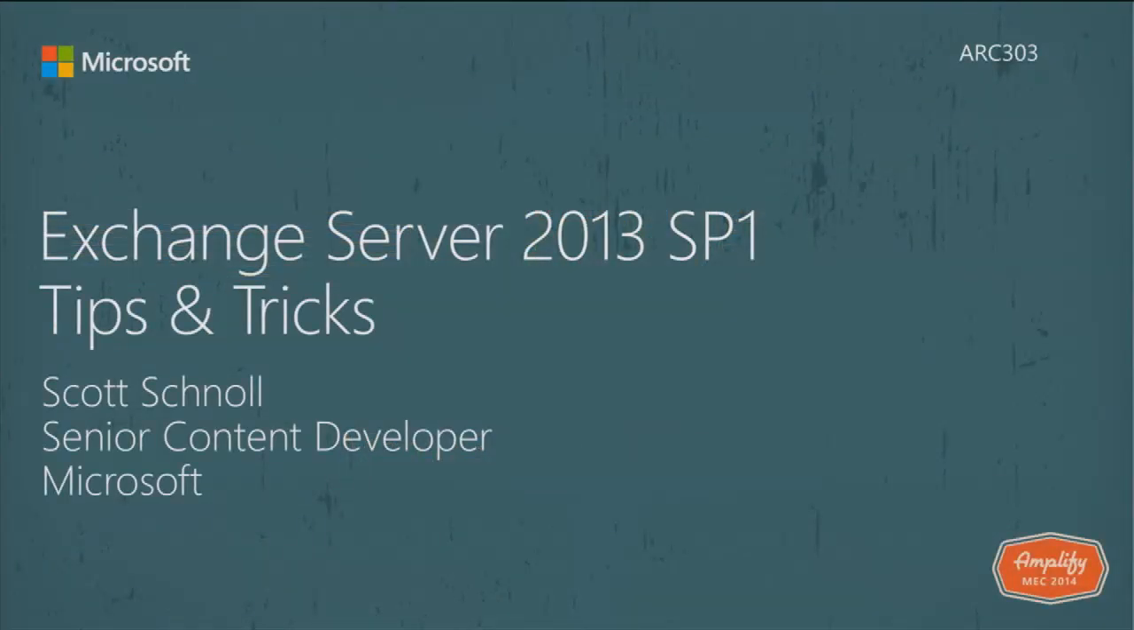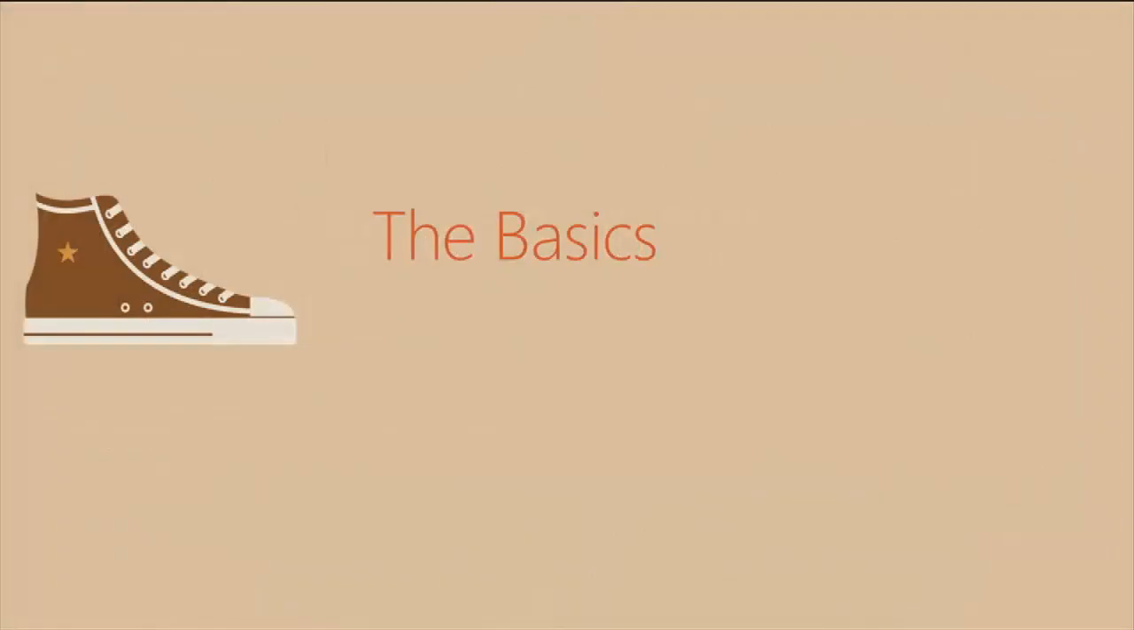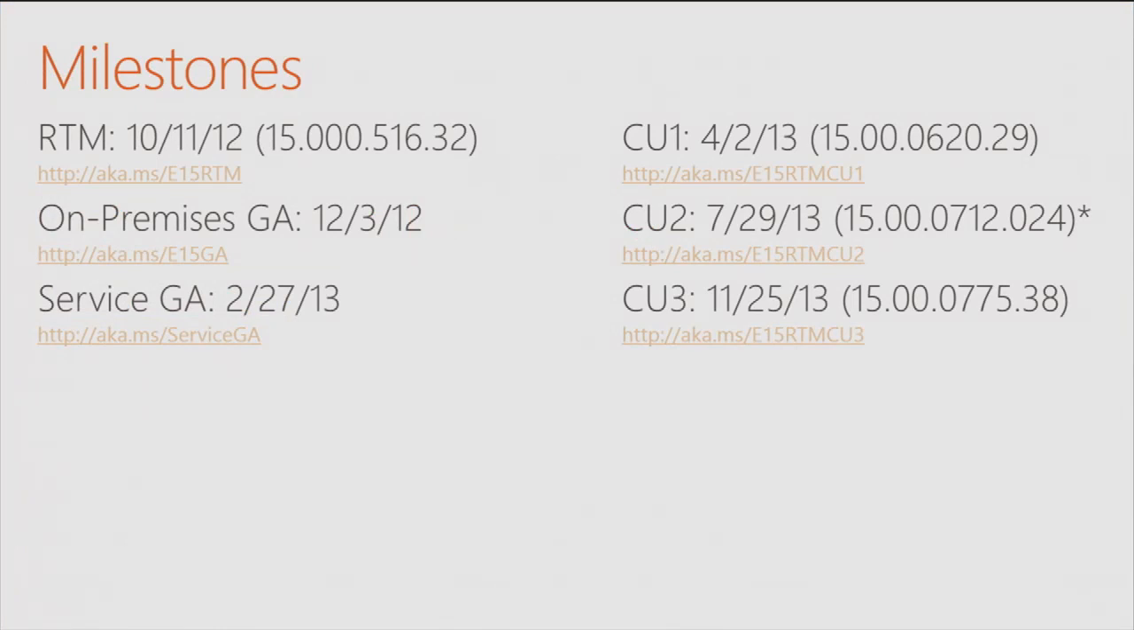All right, so let's start with the basics here. What are we talking about in terms of Exchange 2013? Whenever I do one of these tips and tricks, I like to go through the milestones of what we had. Most of you should be familiar with this. I'm sure all of you know, for example, that we RTM'd back on 10/11/12. Since then, we've had many milestones with Exchange 2013. On-premises general availability, which was when you could first purchase Exchange 2013, and then service general availability, which is when we flipped the switch and moved everybody in Office 365 from the Wave 14 bits to the Wave 15 bits.